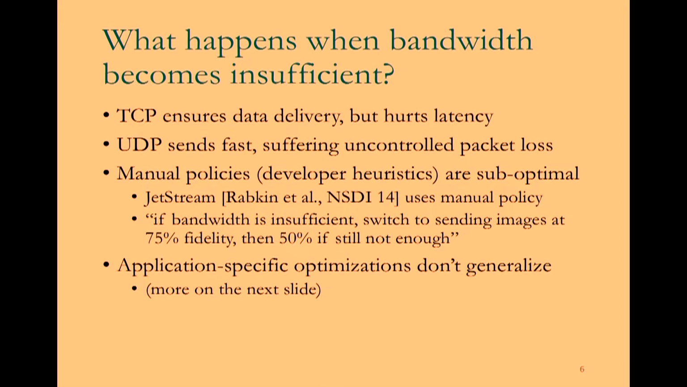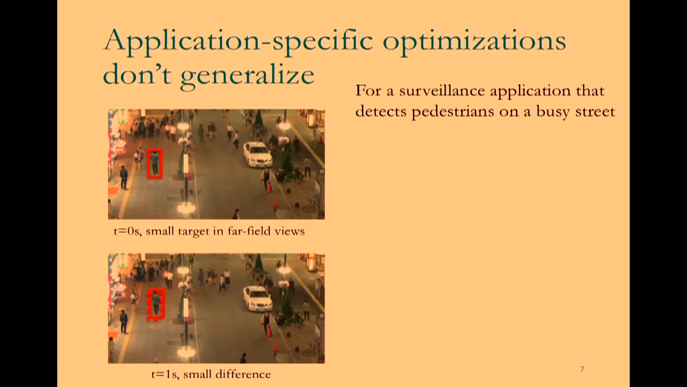Now, one could also optimize for some application-specific heuristics, but as we'll see next, these application-specific optimizations may not generalize across different applications. So let's take a surveillance application as an example. It detects pedestrians on the streets. The top figure here shows what the scene looks like at t equal to 0, and they detect a small target in the camera's view, given in the red box here.